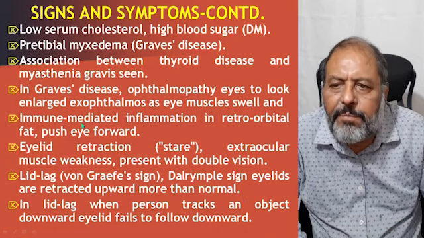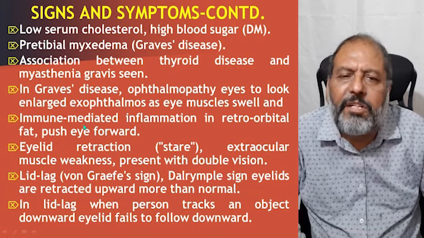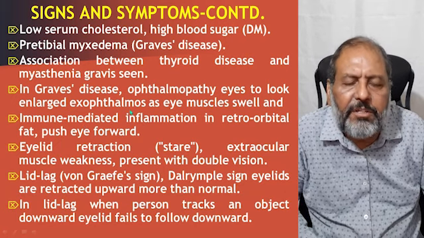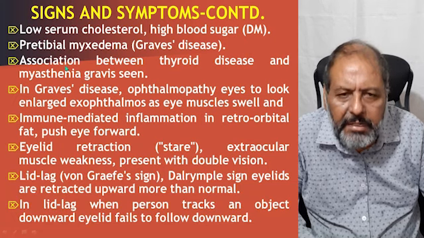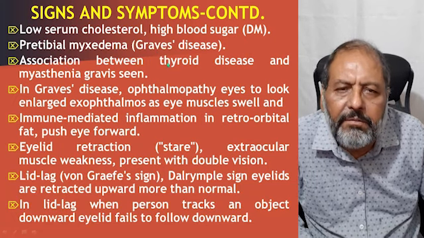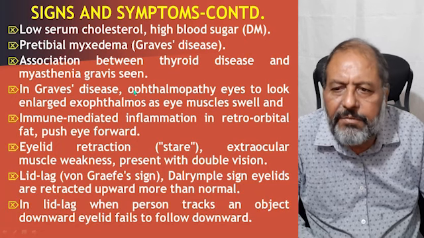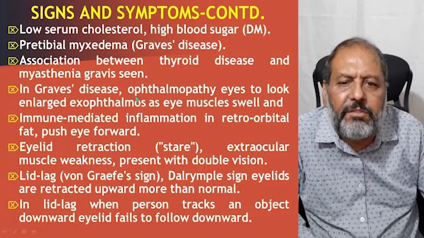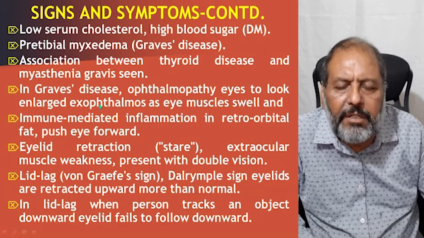Continuing the signs and symptoms, there is low serum cholesterol and high blood sugar. So most of the patients do have diabetes in later life. Pretibial myxedema is a sign of Graves' disease. The association between thyroid disease and myasthenia gravis is very much there.